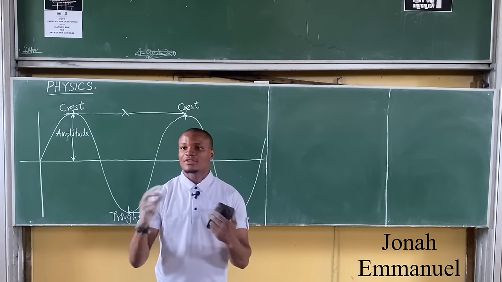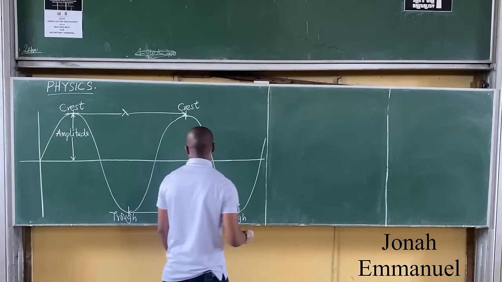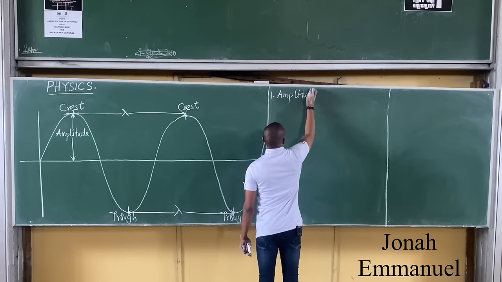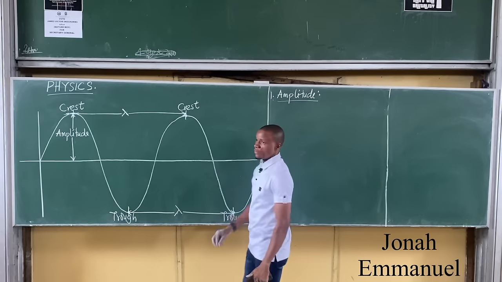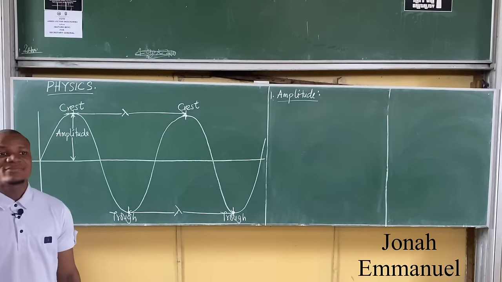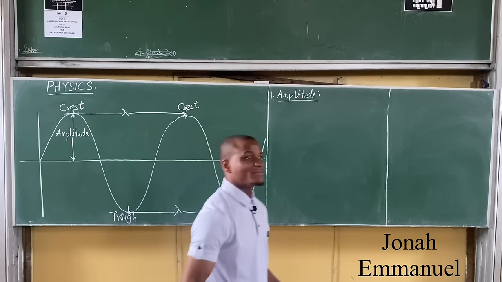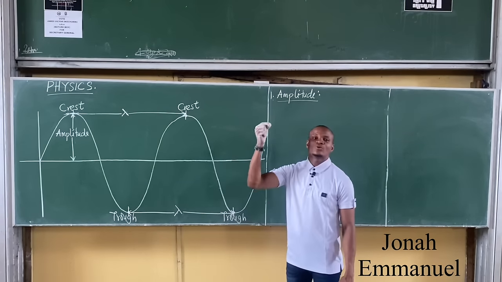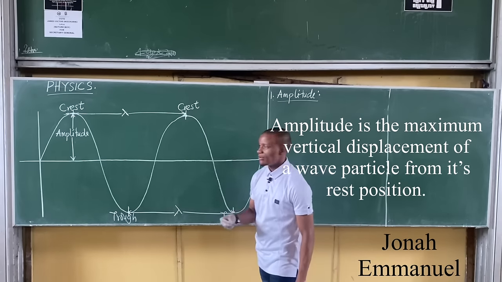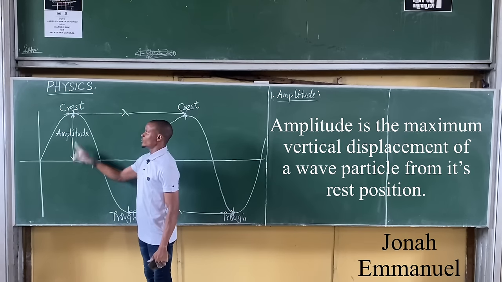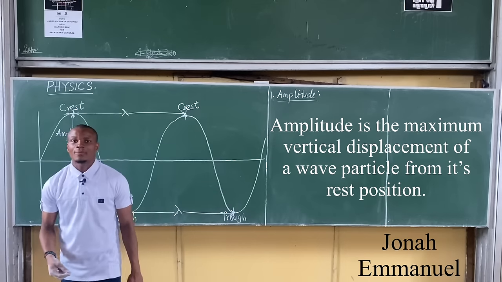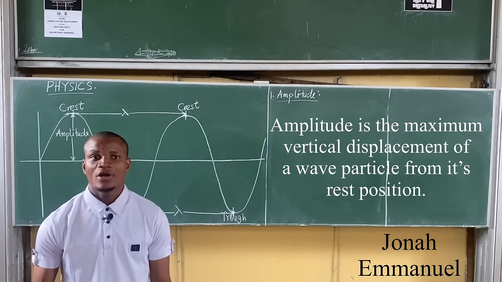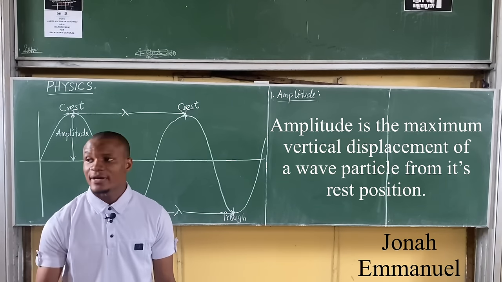Some terms used to describe a wave motion include, number one, amplitude. This is the maximum vertical displacement of a particle from its rest position.